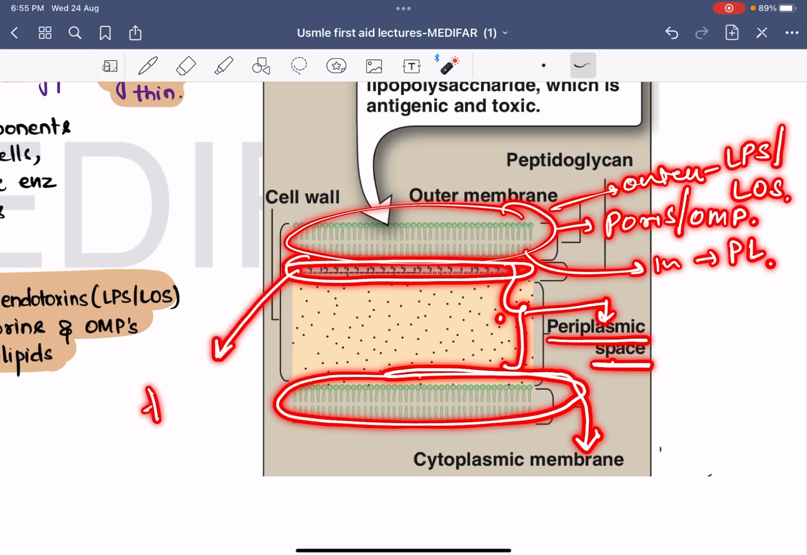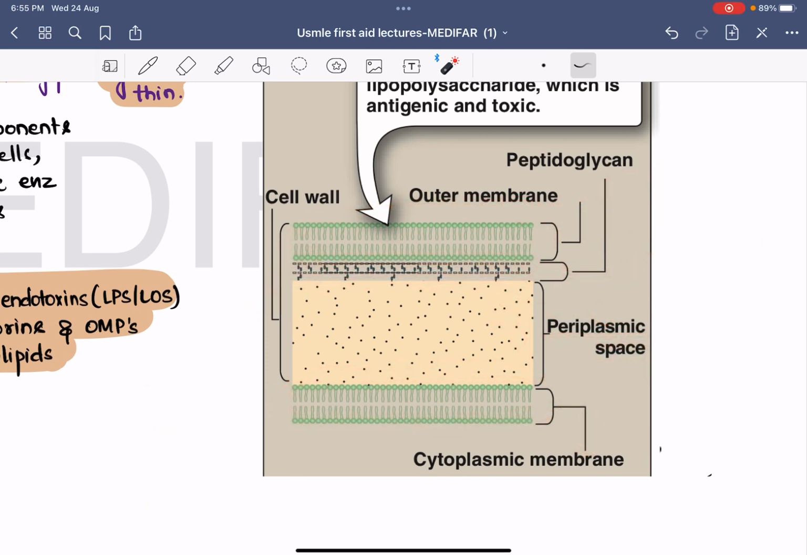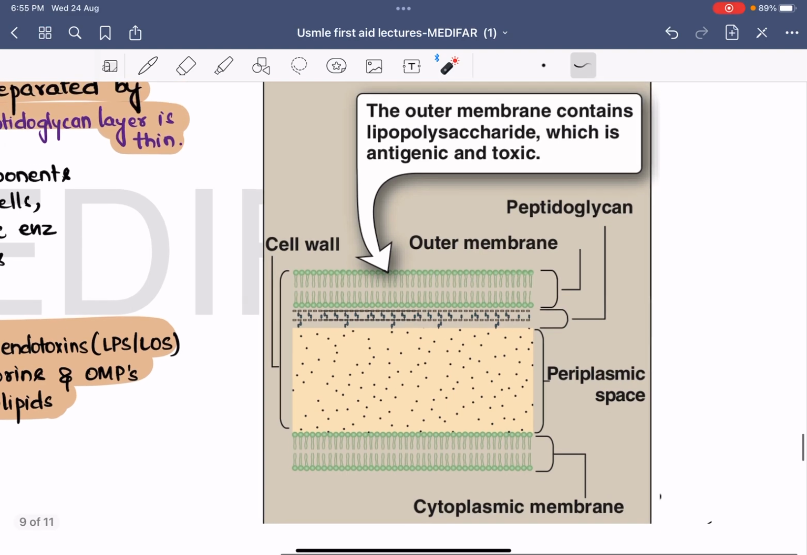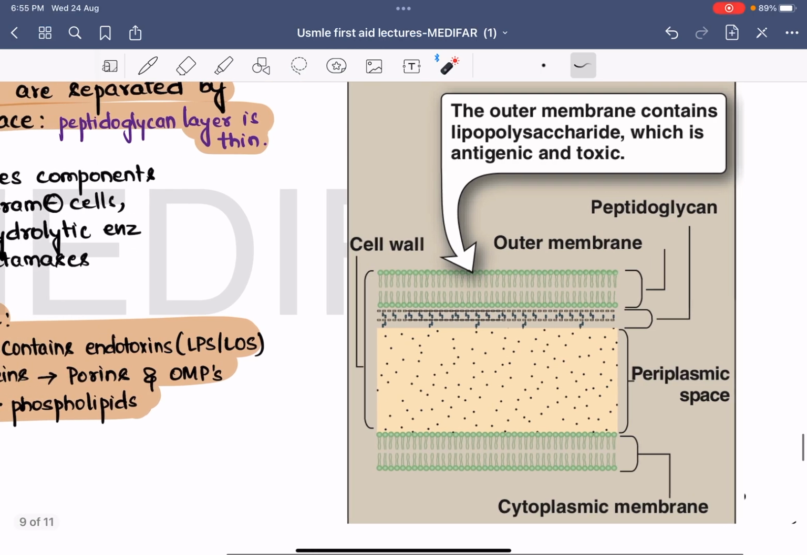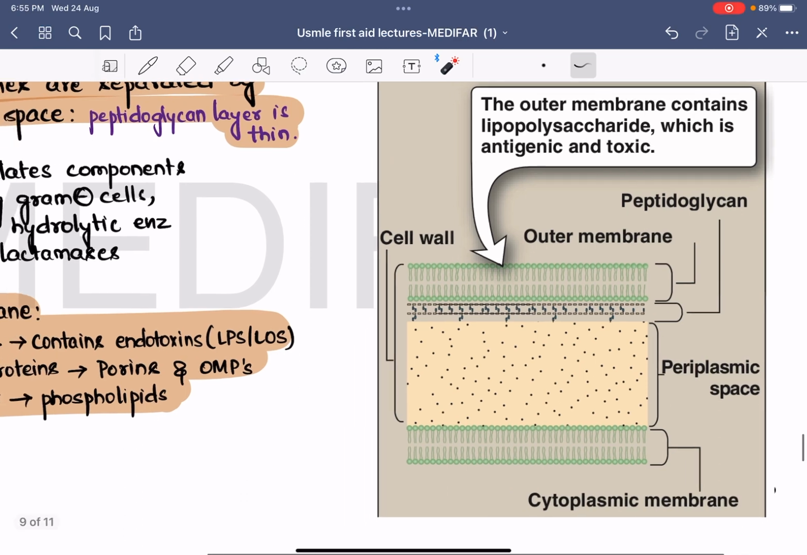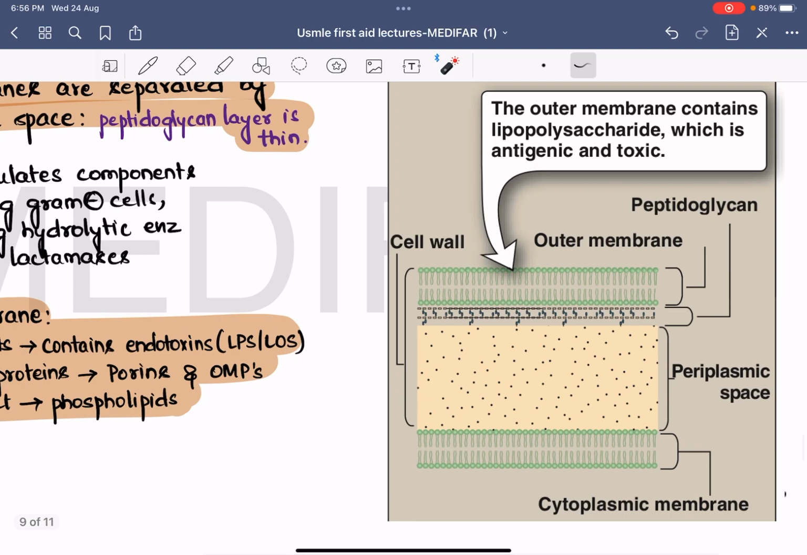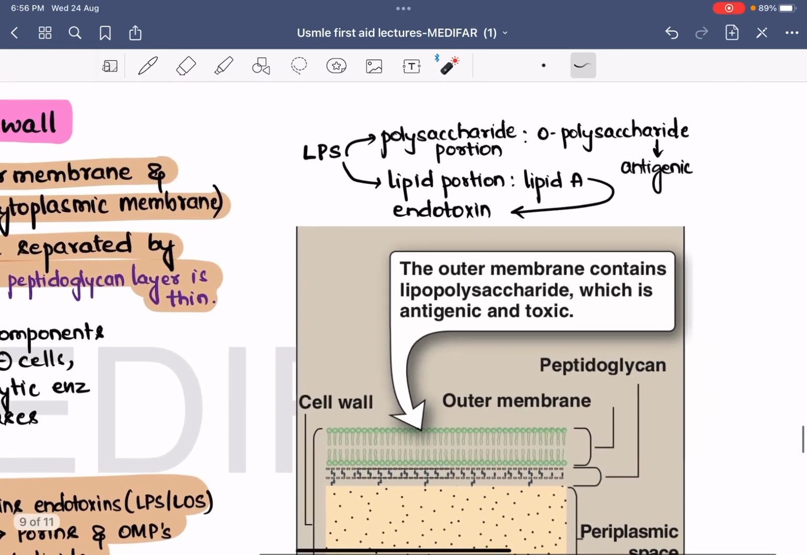Here you have a very thin peptidoglycan layer. I repeat, what are the points of the gram-negative bacterial cell wall? It has an outer membrane and an inner membrane. The inner membrane is nothing but the cytoplasmic membrane. In the outer membrane, the outer leaflet has lipopolysaccharides or lipooligosaccharide. The inner leaflet is phospholipids and embedded proteins, that is porins and outer membrane proteins.